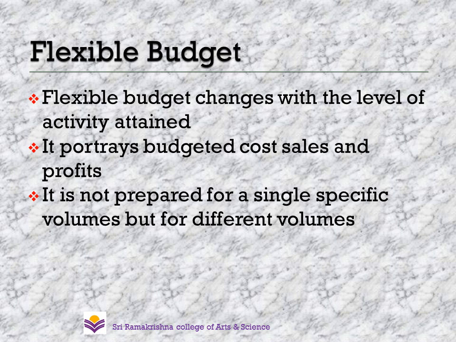So the next is the flexible budget. This flexible budget is also known as a variable budget. It is designed to change according to the level of activity actually attained, and it is more realistic, useful and practical. It changes with the level of activity attained, and it also portrays the budgeted cost of sales and profit. It is not prepared for single specific volumes but for different volumes.